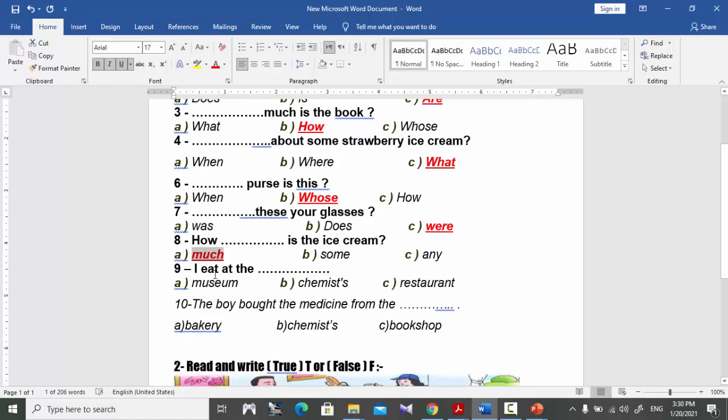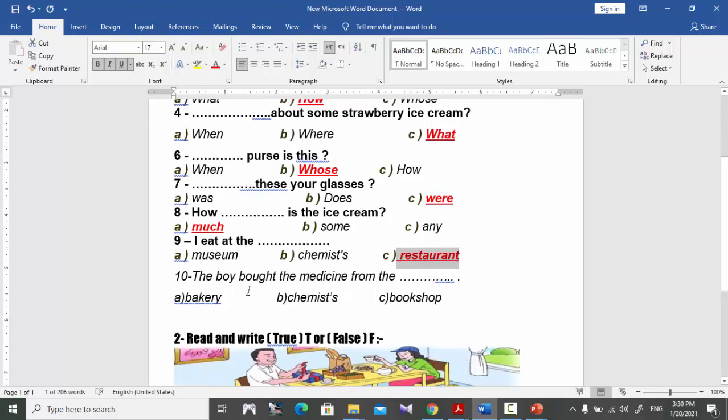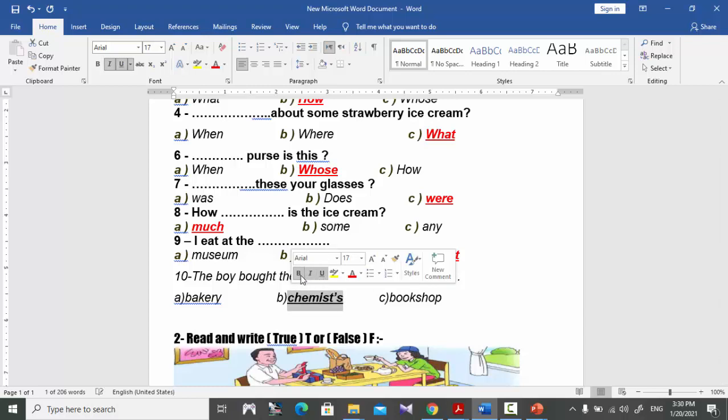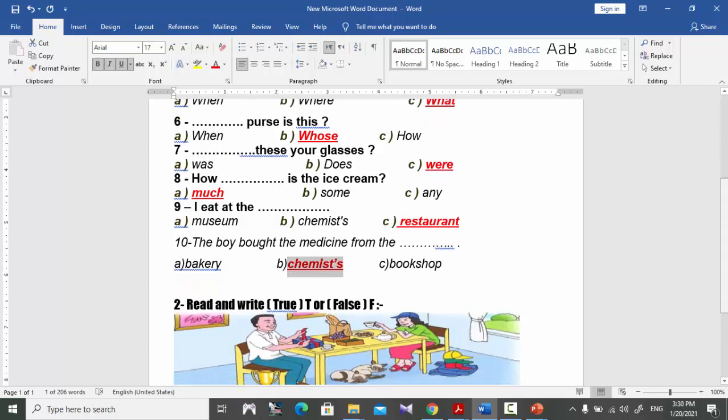Number 9. I eat at the space museum, chemist's, restaurant, a place where you can have a meal or buy a meal. Okay, here we have excellent restaurant. I eat at the restaurant. And the last one, the boy bought the medicine from the space bakery, chemist's, bookshop. Okay, the boy bought the medicine from a place where you can buy medicine. It's chemist's. As you know, chemist's is a place where you can buy medicine. So the correct answer, chemist's.